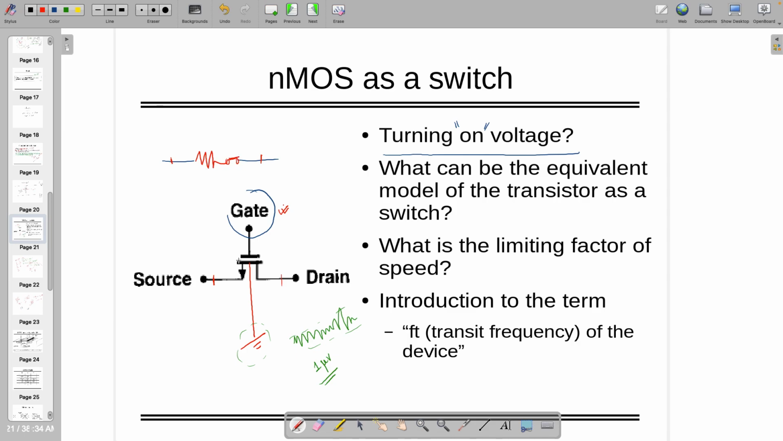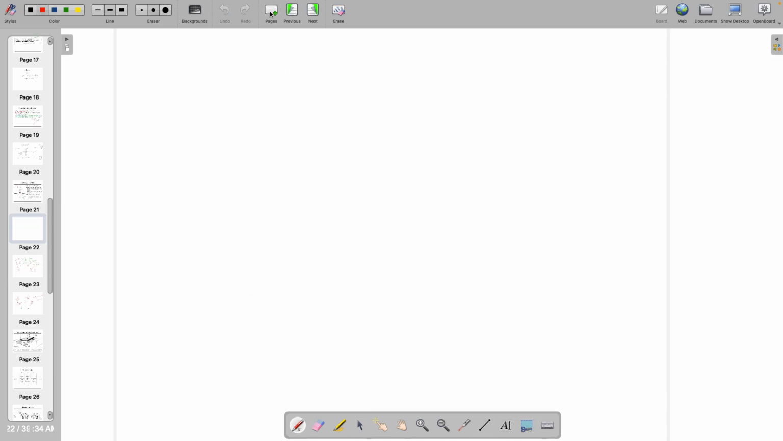This earlier thing was ideal, but in reality there has to be some on resistance and there has to be off resistance. So let's agree on two more things. Wherever you are seeing anything less than 1 kilo ohm, you should not read anywhere kilo. If kilo is there, then you should understand that it's high impedance. And wherever you are reading less than 1 kilo ohm, it's low impedance. This is just a thumb rule, okay?